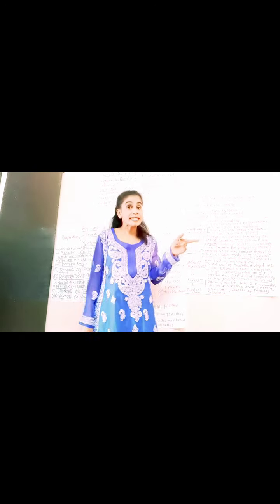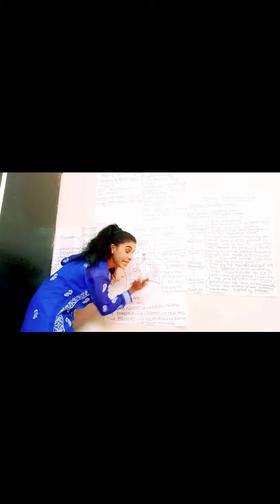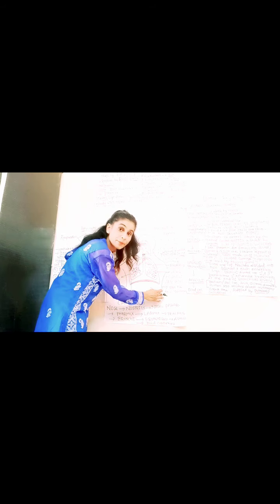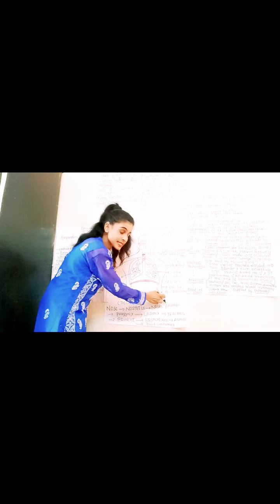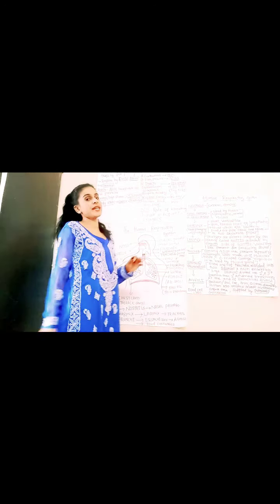The lower part is called the abdominal cavity. Then how is the thoracic cavity separated from the abdominal cavity? A curved, muscular structure is present. You can see it here, this pinkish one. This curved muscular structure is called the diaphragm. D-I-A-P-H-R-A-G-M. Note it down. A curved structure separates the thoracic cavity from the abdominal cavity.